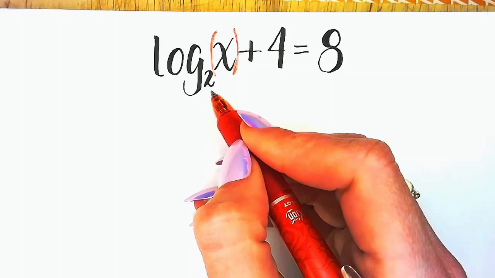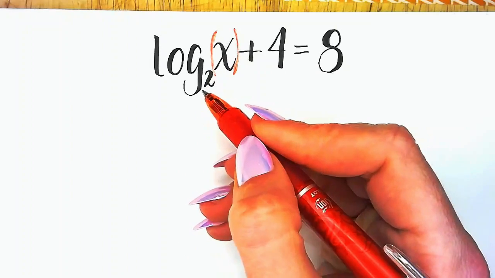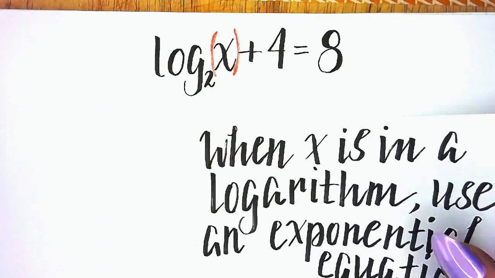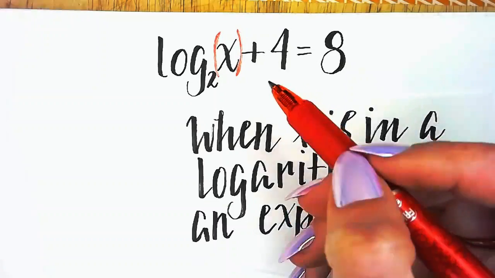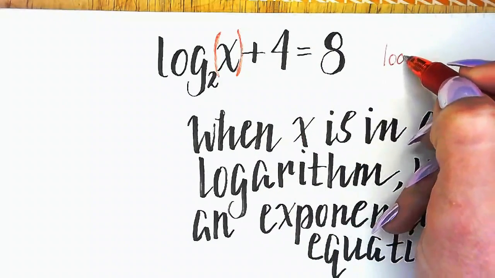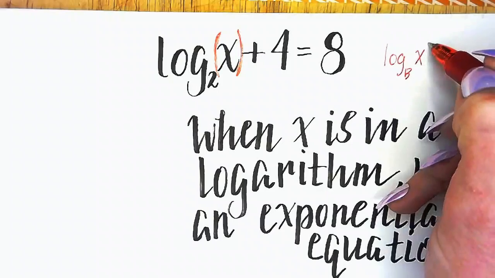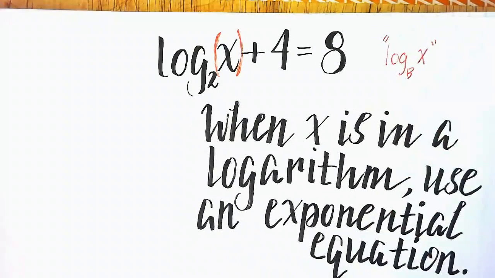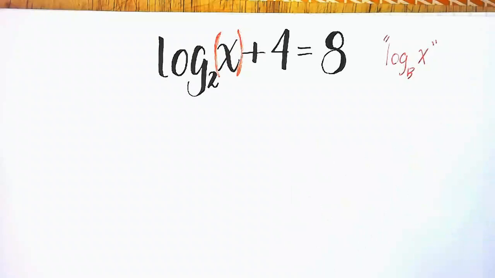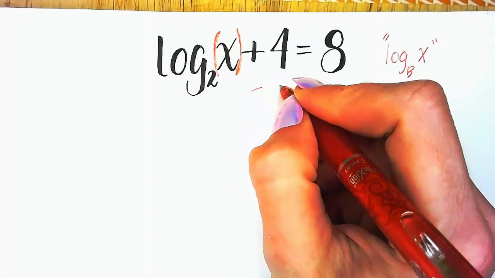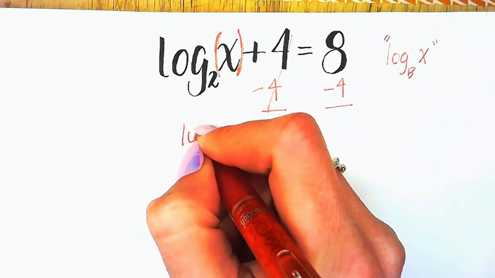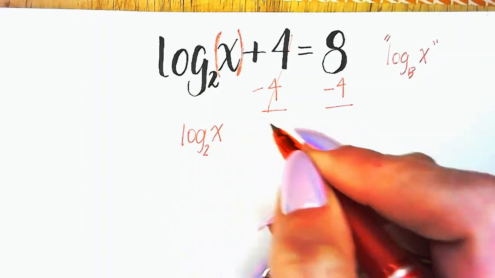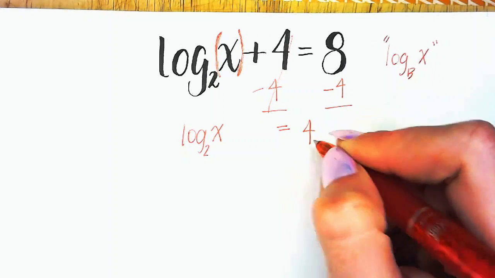We are solving an example that has the x inside of the logarithm. When x is in a logarithm, use an exponential equation. But before I can change this to an exponential equation, I need to isolate the log base b of x. That needs to be alone first. What do I need to do to get that alone? Subtract 4 from each side of the equation. Log base 2 of x equals 4.